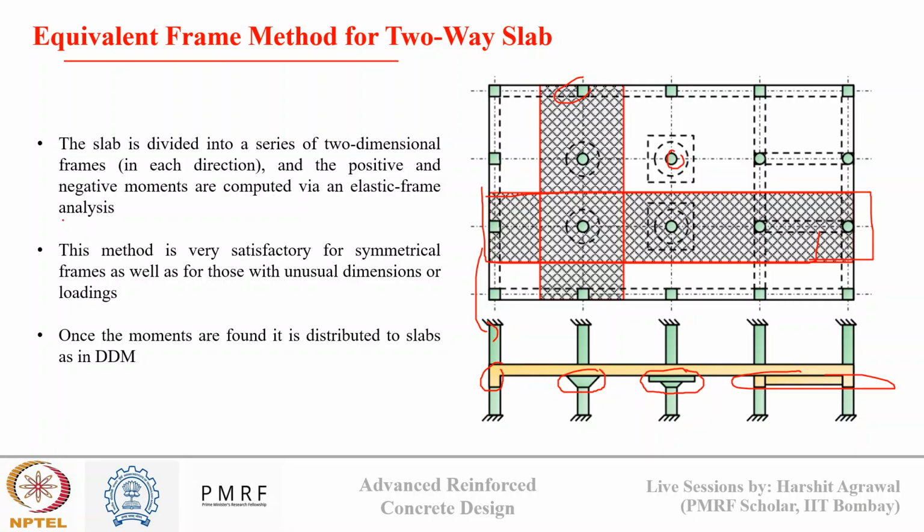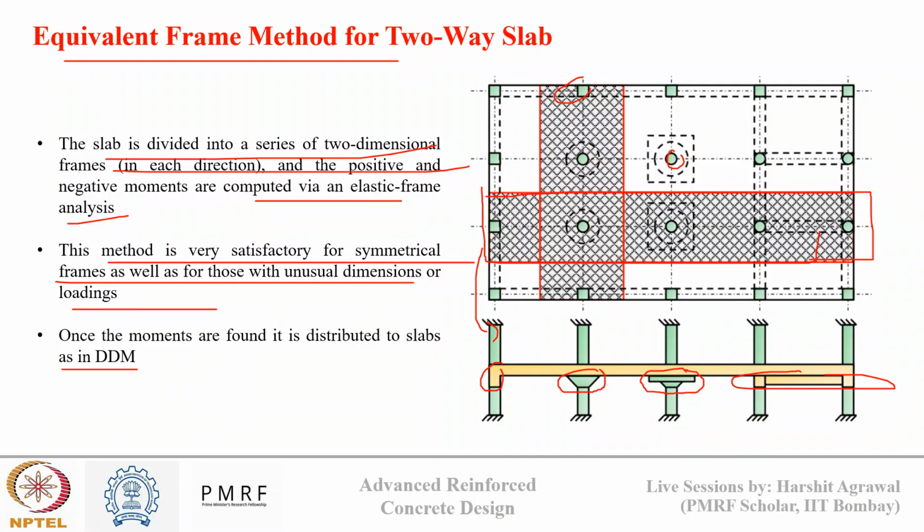In the equivalent frame method, the slab is divided into a series of two-dimensional frames in each direction, and positive and negative moments are calculated using elastic frame analysis. So the process is the same: we divide the slab in different segments and we calculate the moment. This method is very satisfactory for symmetrical as well as for unsymmetrical or unusual loading frames. Once we have found the moment, it is distributed to the slabs as we do in the direct design method.